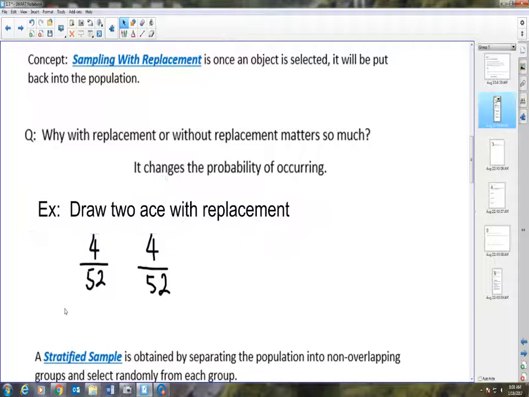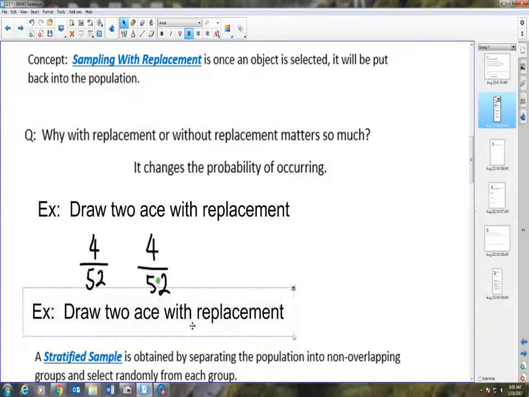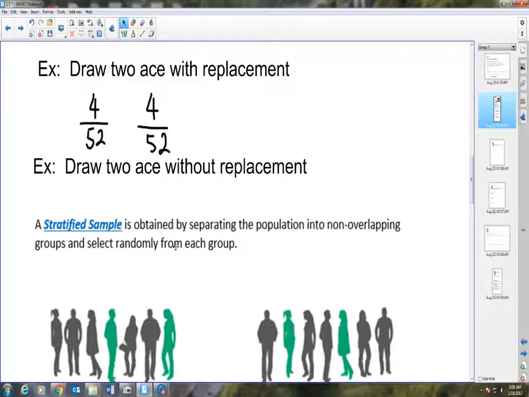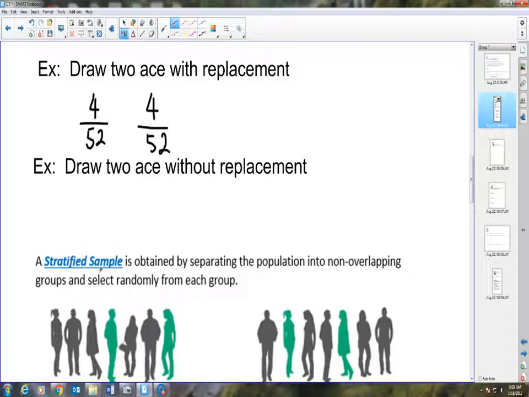So if I want to draw an ace without replacement, my first card that I draw, I should have 4 ways to draw an ace out of 52. Without replacement means my next time I draw an ace, there should only be 3 aces left out of 51 cards left in the deck. So the probability changes between with replacement versus without replacement.